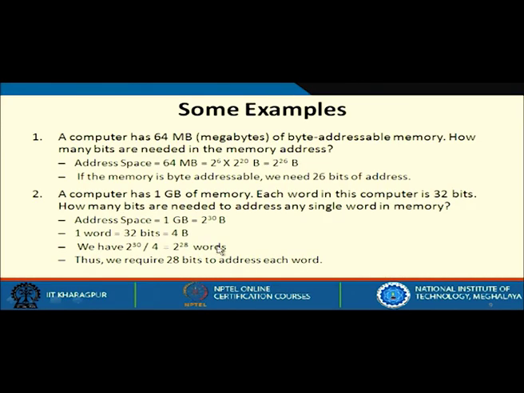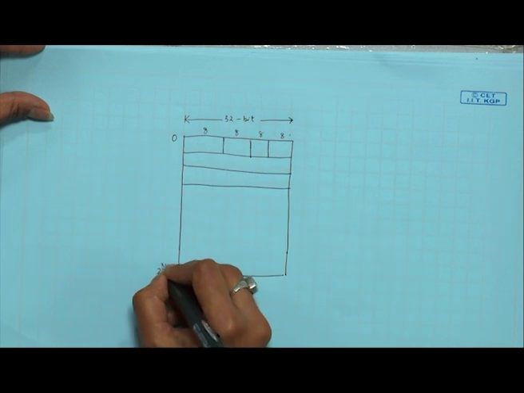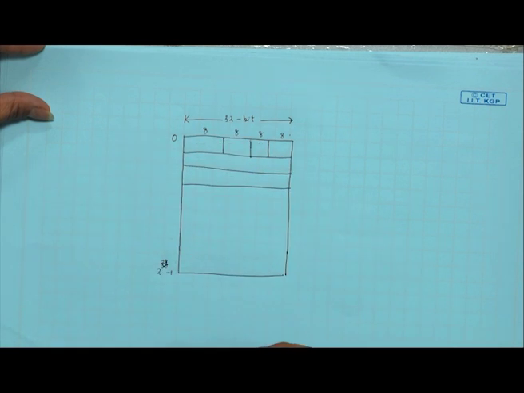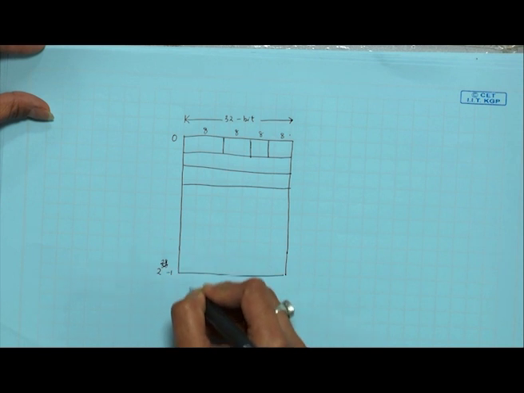Now, total address space is 2 to the power 30 bytes, and if an individual word is 32 bit, then how many total words are possible? 2 to the power 30 divided by 4, that is equivalent to 2 to the power 28. So, 2 to the power 28 words will be possible. Thus, we require 28 bits. So, this will change from 0 to 2 to the power 28 minus 1. So, it will not be 2 to the power 30.